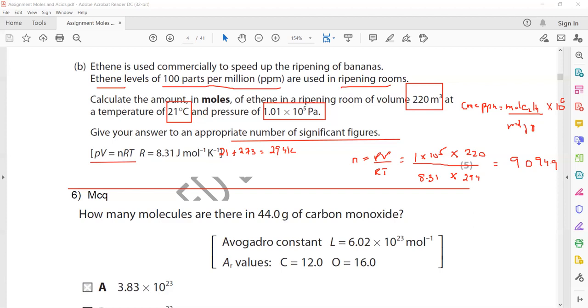Concentration is given for ethene, which is 100, and moles of a gas we've already worked out, that is 9094.9. So we have this value. Concentration is there, and we can find the moles for ethene. Is it clear?